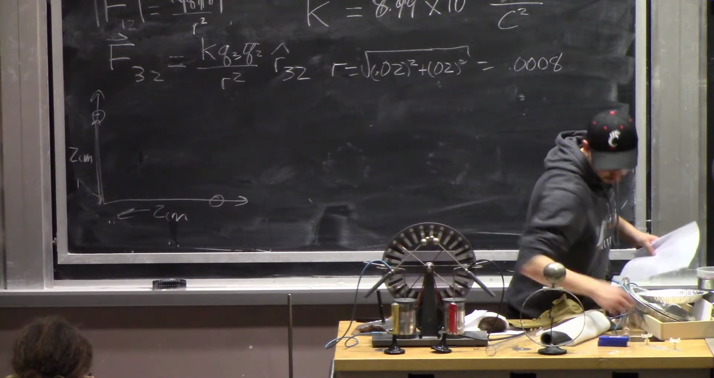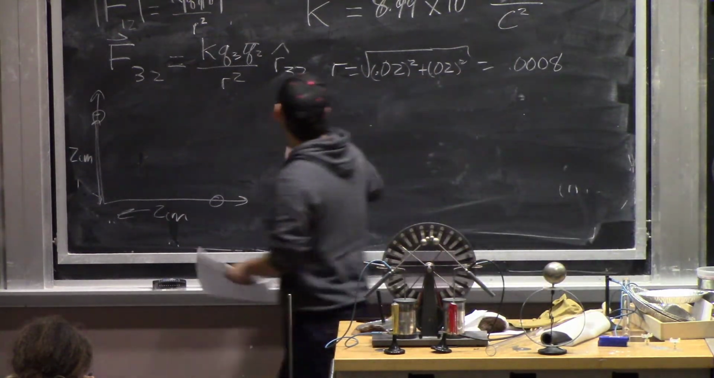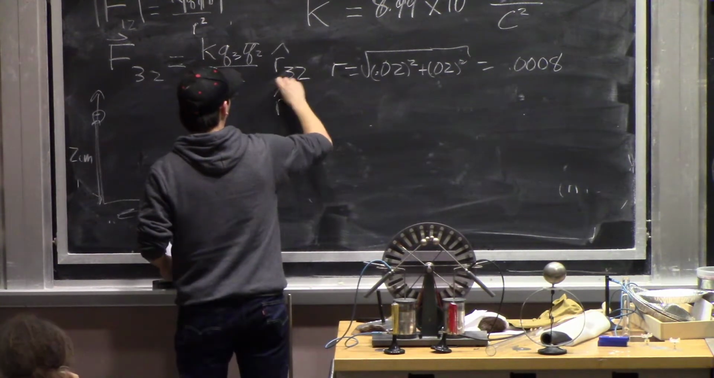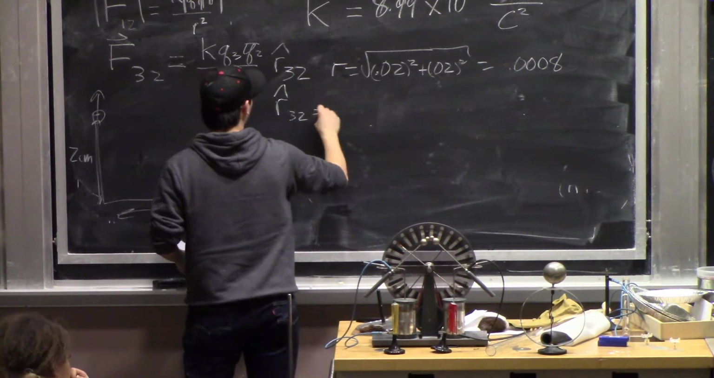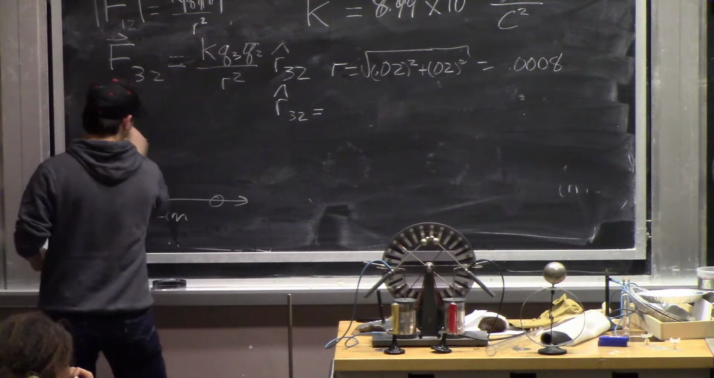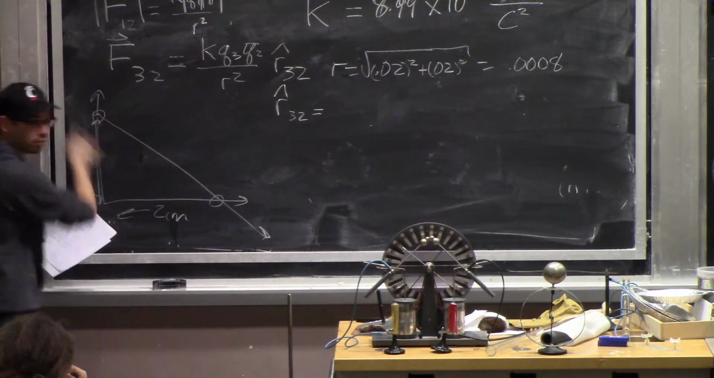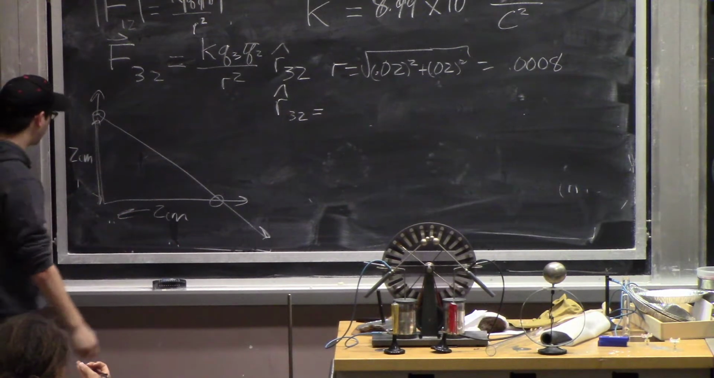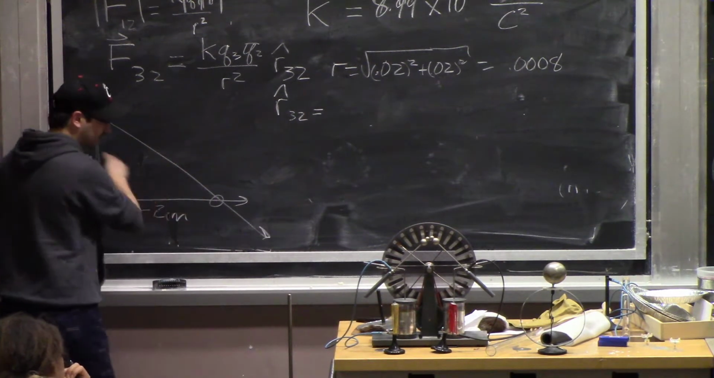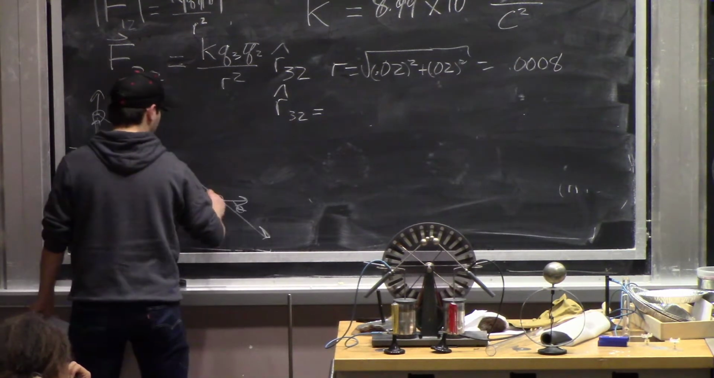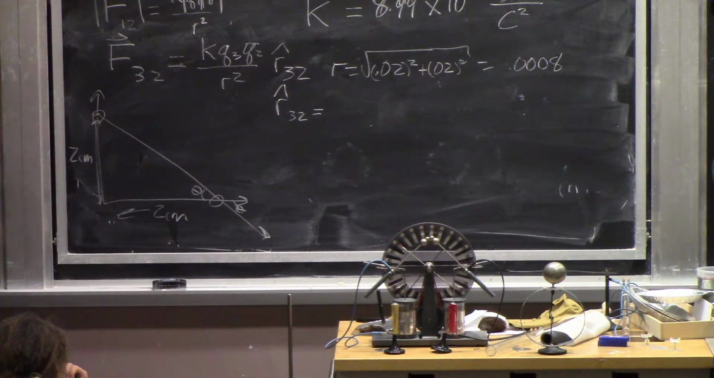Okay. The next thing I need to do is find what R hat 32 is. So to find r hat 32, we know that this is going to be pointing down like this, right? The unit vector that points from here to here is going to point down like this. If I'm going to throw my ball from here to here, that's the way that it's going to go. This makes some angle theta here. This is the same angle theta here, right?